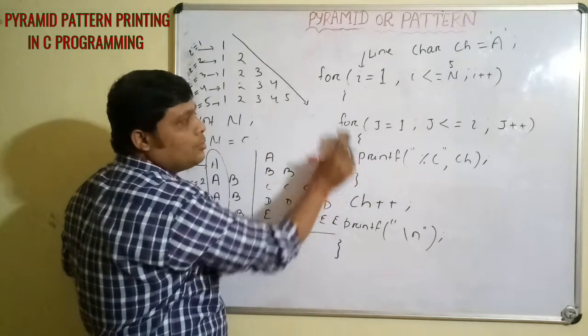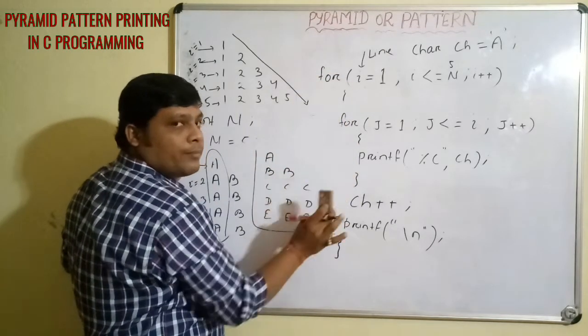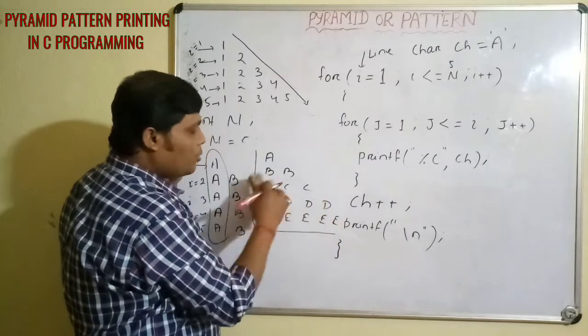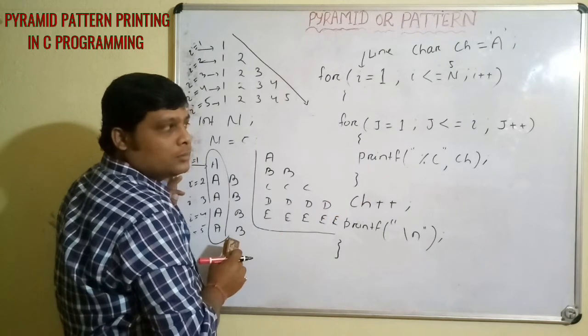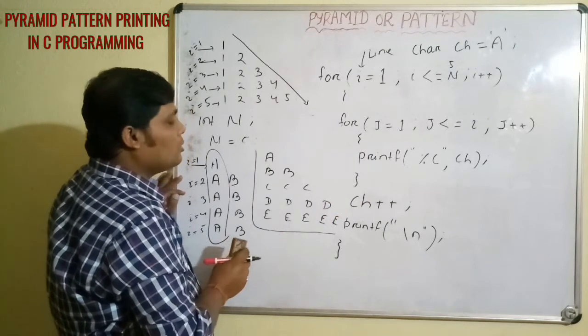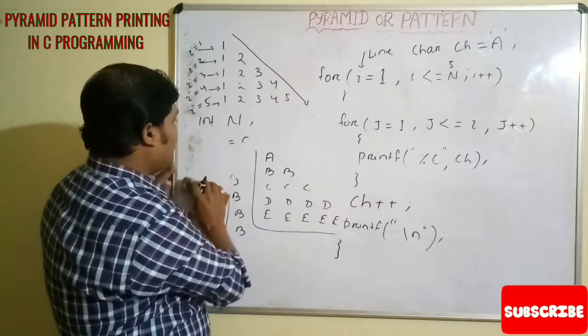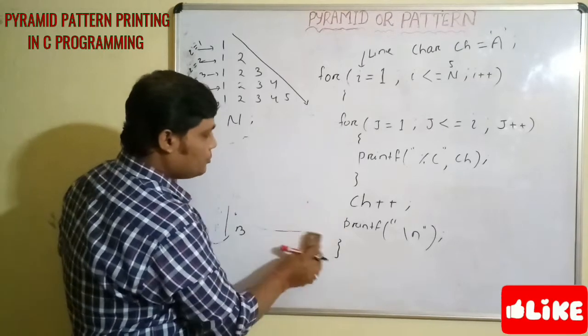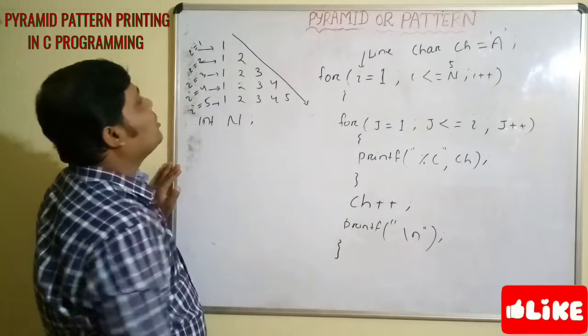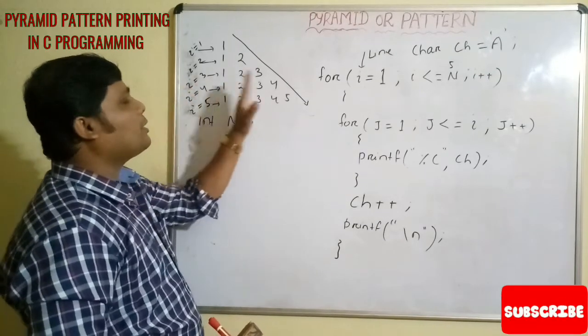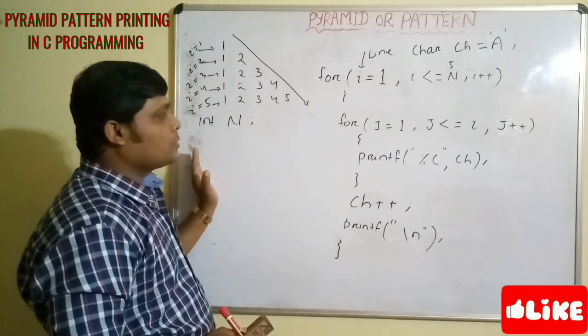Structure is same. That means your loop is same. What you are printing, you should modify at the printing point. This is how you can print different patterns like this. Today we'll stop here, and in the next video we'll discuss some more pattern type programs.